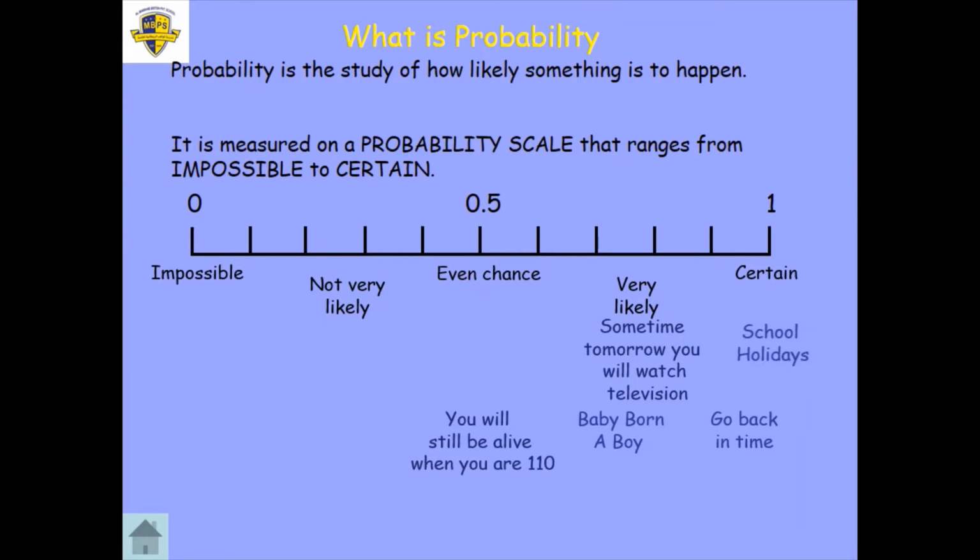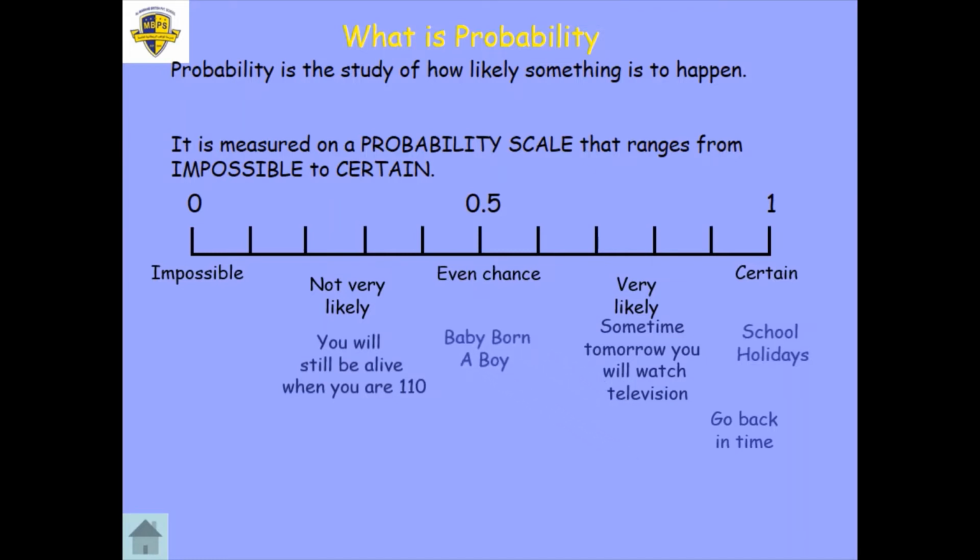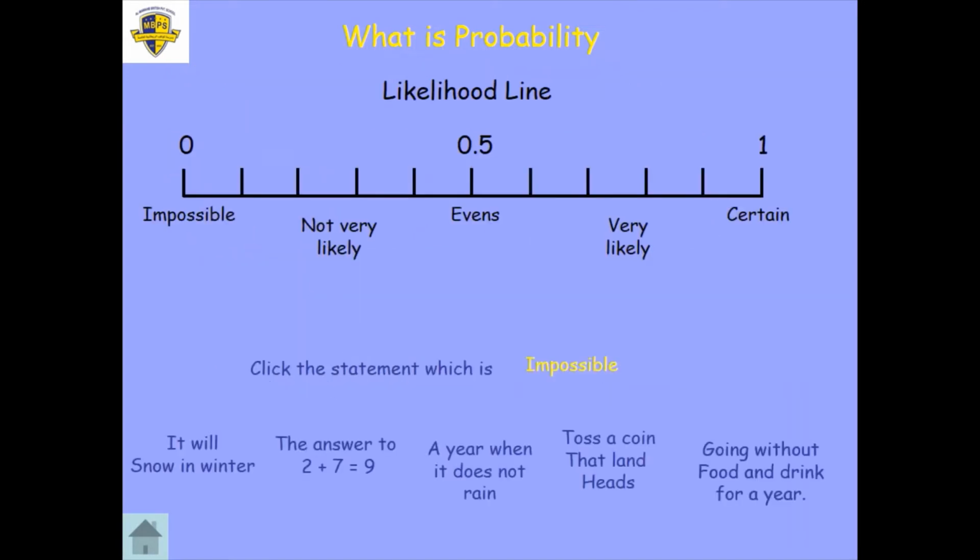You will still be alive when you are 110 years old. What do you think? Yes, not very likely. Baby born a boy. Excellent. It's even chance because we have two choices, boy or girl. So a baby born a boy, it's even chance. Go back in time, it's what? It's impossible. Excellent.